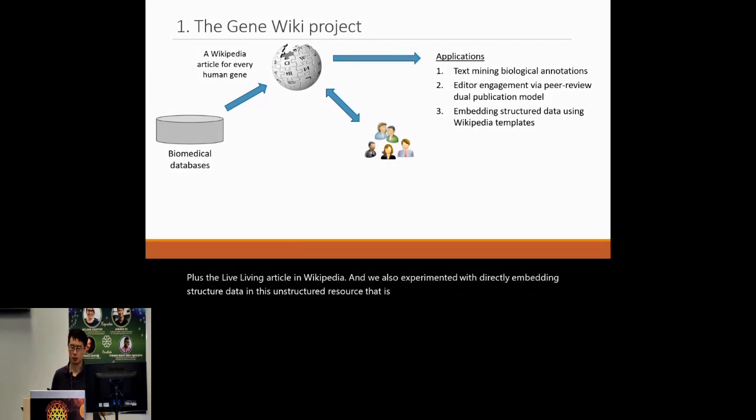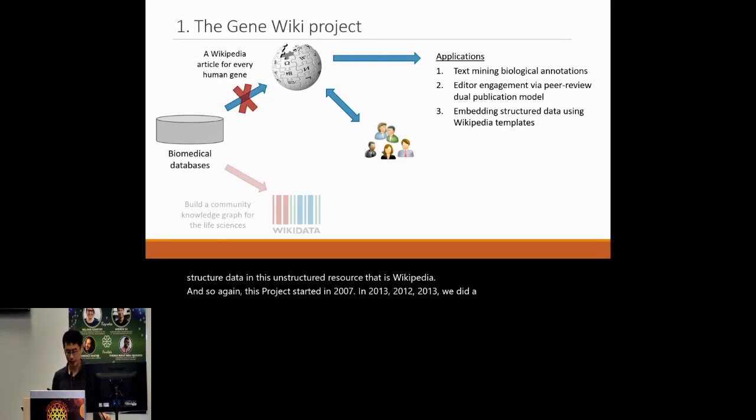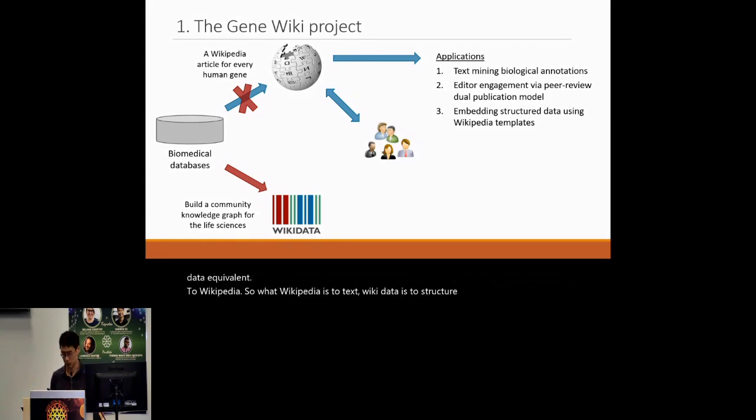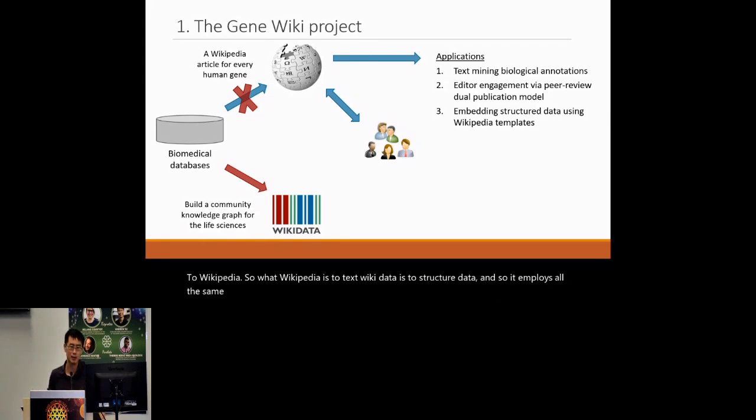And so, again, this project started in 2007. In 2012, 2013, we did a pretty hard pivot. And that was when Wikidata came online. And Wikidata, for those who aren't familiar, is the structured data equivalent to Wikipedia. So what Wikipedia is to text, Wikidata is to structured data. And so it employs all the same crowdsourcing dynamics, but just to developing a knowledge base.